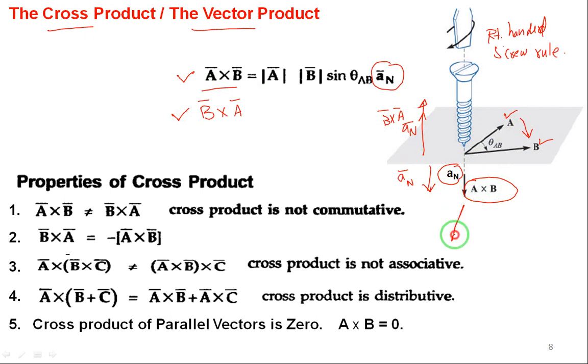Okay. Now take the screw here. I will draw the screw. I am not perfect with this, but let me try to picture it. Yes, this is the screw, and vector A is here, vector B, they are lying in the same plane. And try vector B cross A, means B to A. Try to rotate the screw from B to A. Sorry, I have to take B here. B cross A, right?